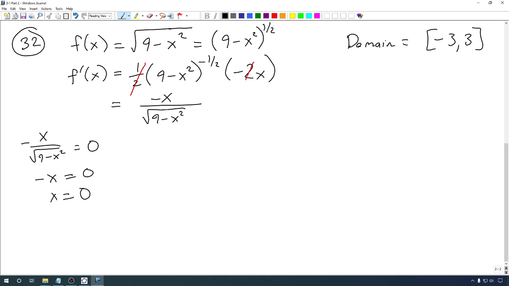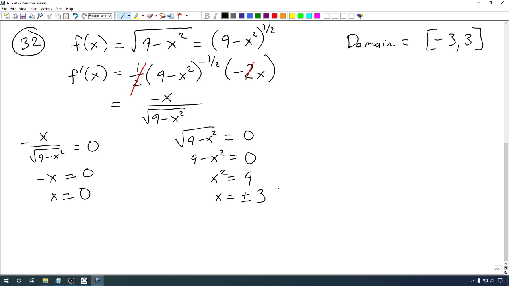Well, if there's a negative under the square root, we weren't in the domain of the original function anyways. We can't have negatives in there anyways because we're only looking at a domain from negative 3 to 3. But we could have the bottom equal to 0. Where is the square root of 9 minus x squared equal to 0? Well, the square root doesn't matter there. If we square both sides, we just have 9 minus x squared equals 0, which just means that x is either plus or minus 3.